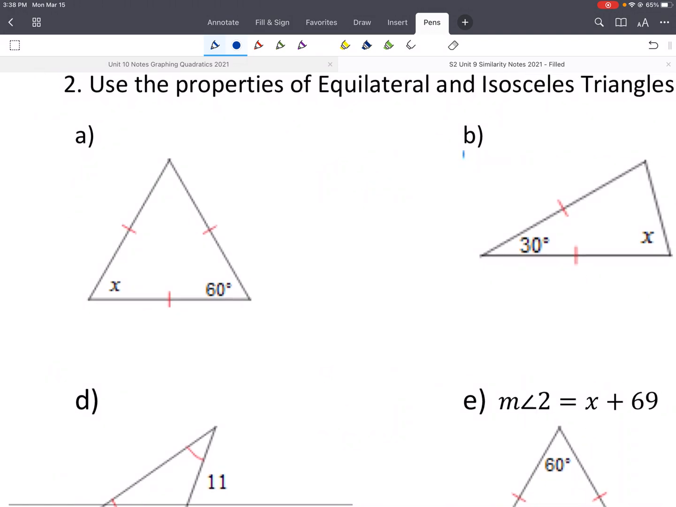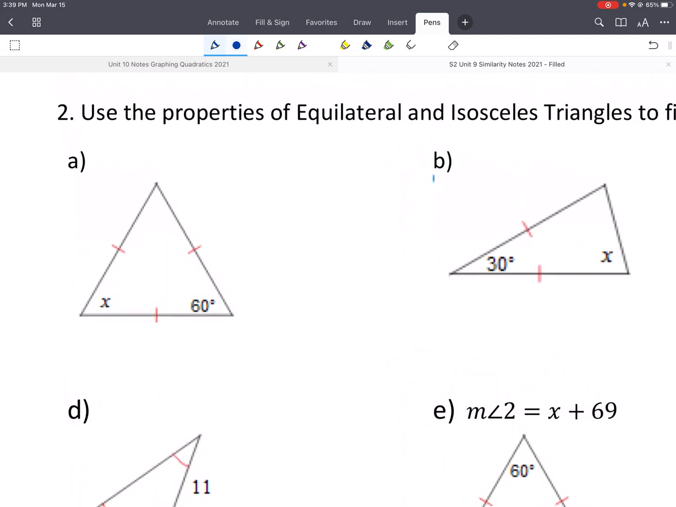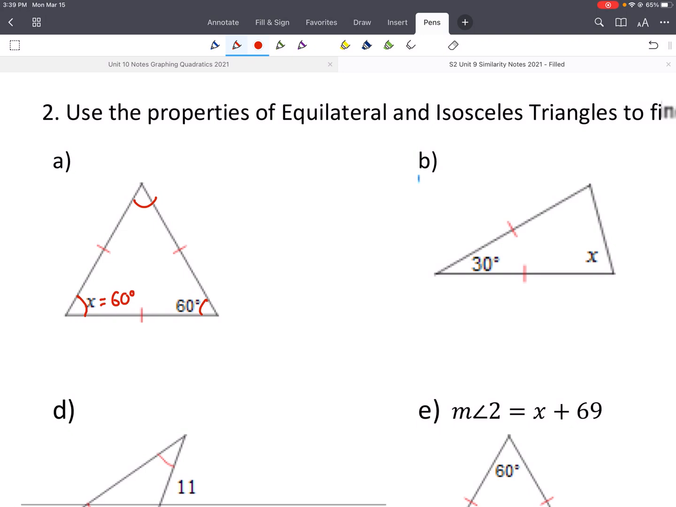All right, so using that information, we can also find some missing angles that if we didn't know that they were equilateral or isosceles, then we wouldn't be able to find this information. So pause and give a try on any of these if you'd like. You'll learn best if you do that. All right, so again, this is an equilateral triangle, which means that all the angles have got to be the same, which means that x has got to be 60 degrees.